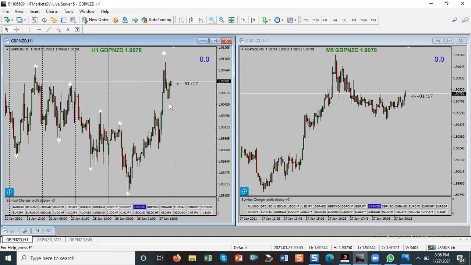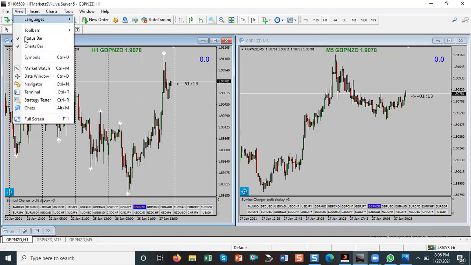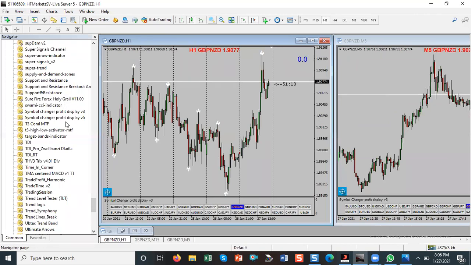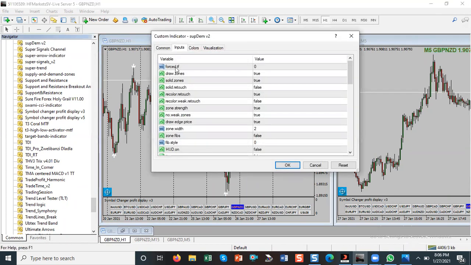So the next thing, another indicator we're going to add to the 1 hour time frame is the supply and demand zone indicator. So the one I'm using is this one, SupDem version 2, supply demand version. So this is the name of the indicator. You'll see it in the Telegram group, then you can download it. So the only thing you're going to do, leave the time frame at 0 since the time frame has been set already. Then I would like to remove this draw edge price, change it to false.